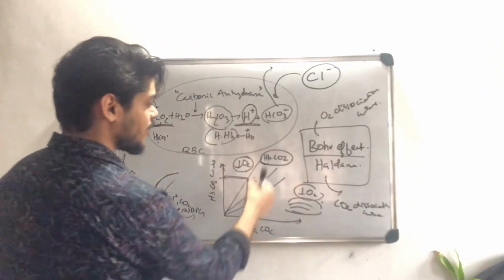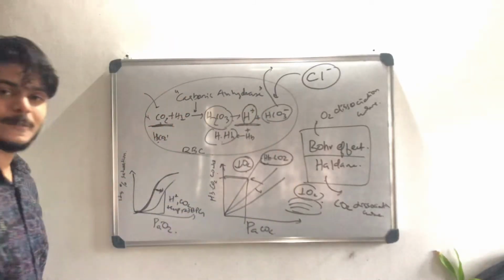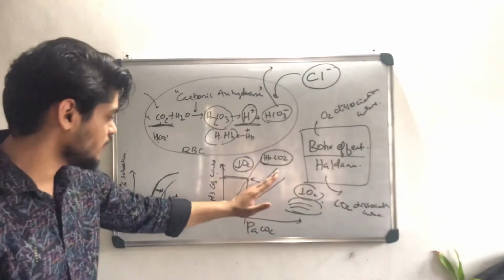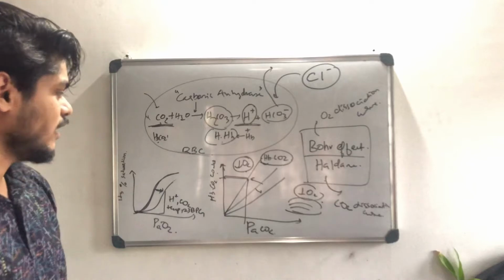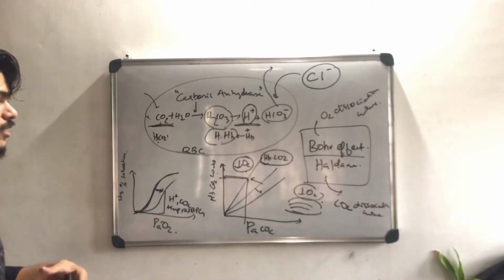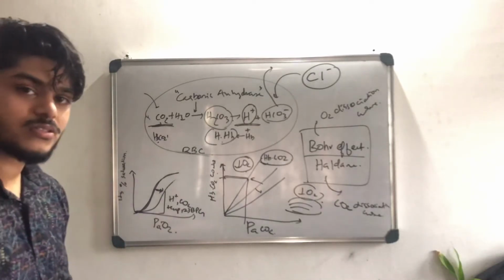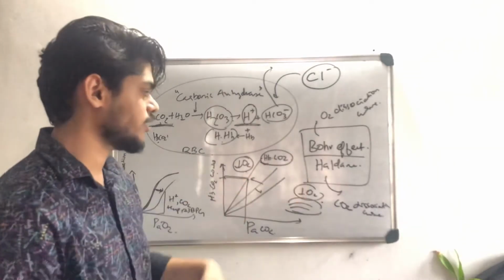And therefore, hemoglobin binds with carbon dioxide. Okay? Therefore, it is shifted towards this side. And this is known as Haldane effect because hemoglobin binding with carbon dioxide is also dependent on oxygen. That's what Haldane effect is.